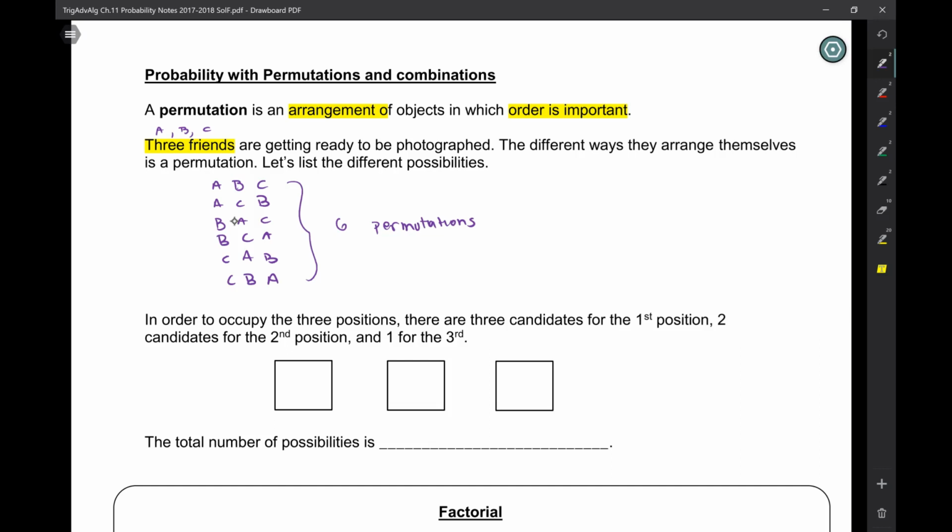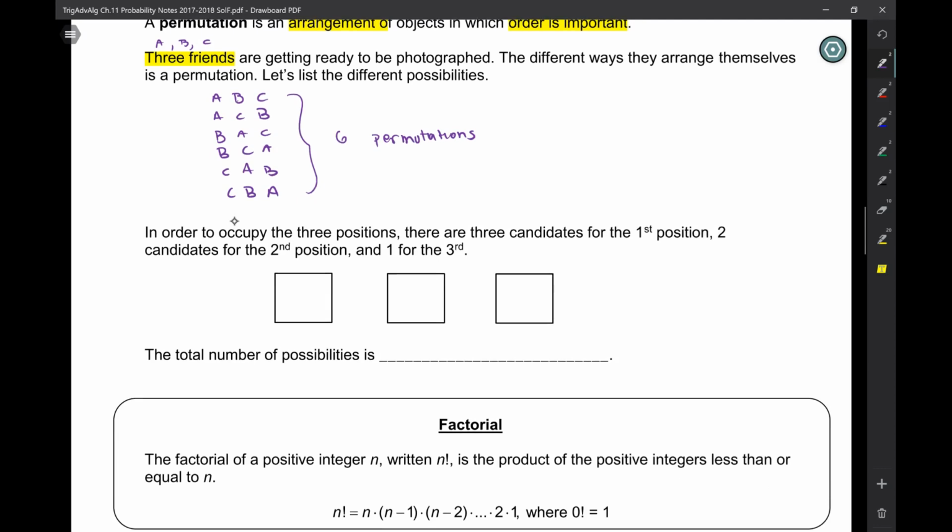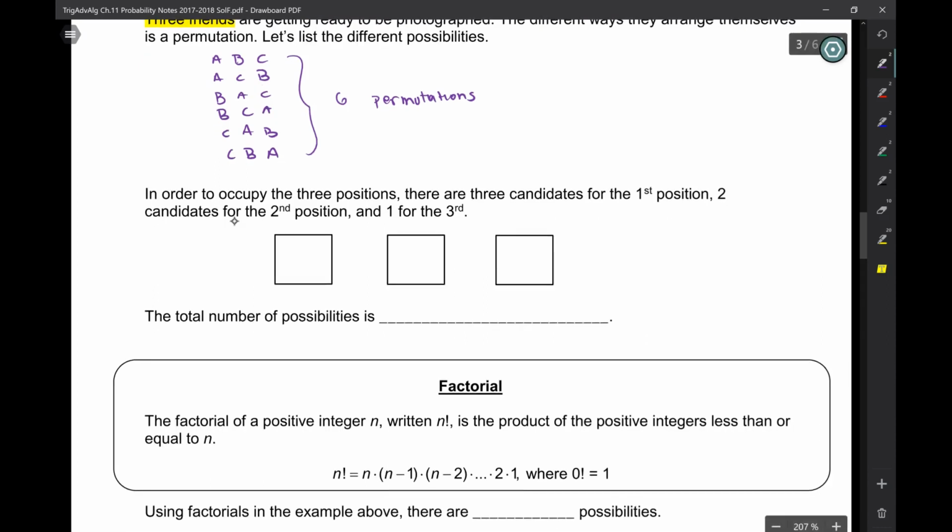Now, in order to occupy the three positions, there are three candidates for the first position, two candidates for the second, and one for the third. So let's think about what this means. Imagine they would each have to stand in one of these squares in order to be photographed. Between A, B, and C, how many different candidates are there to go in square number one? Three different candidates. Suppose one goes in square number one, and now there are two candidates to go in square number two. Let's say that guy goes in square number two, and now there is one candidate to go in there.